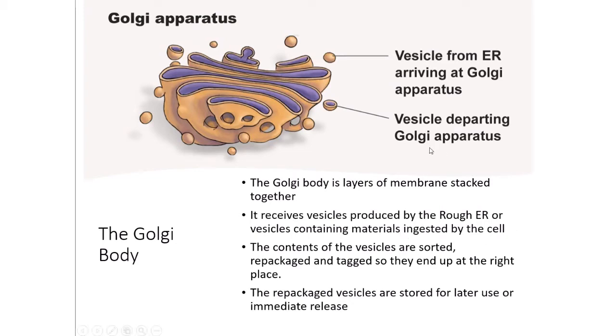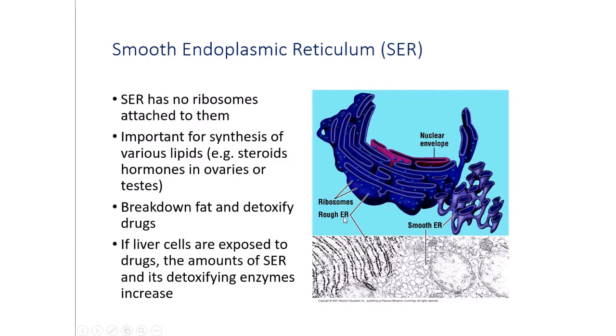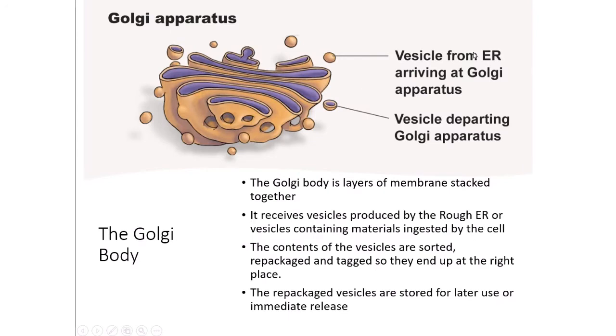So earlier, just let me skip back a few slides to show you. We talked about how the ribosomes would be producing the proteins directly into the ER, and that's going to be budding off in a vesicle. So these vesicles might be ready to go to their final destination right away, but oftentimes they're not quite ready yet, and so those vesicles are going to be arriving at the Golgi body.